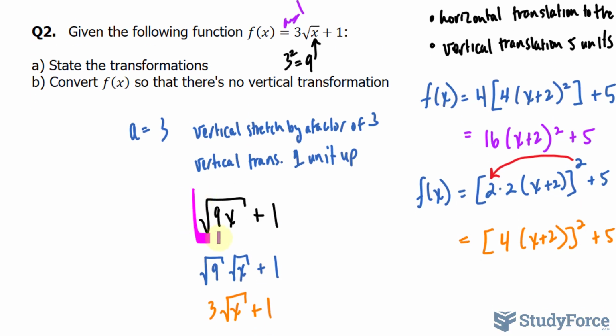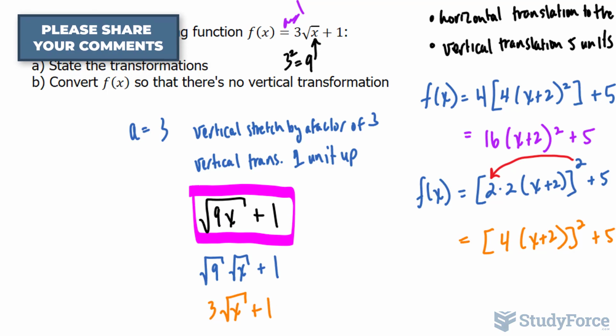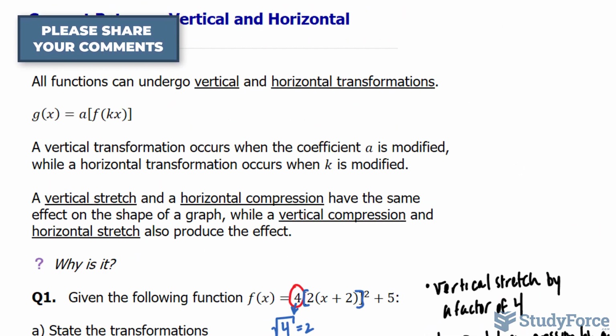Therefore, here we have a function that no longer has a vertical transformation, but instead has a horizontal transformation, and specifically a horizontal compression by a factor of 1/9. I hope you can see the similarities between vertical stretch and horizontal compression.